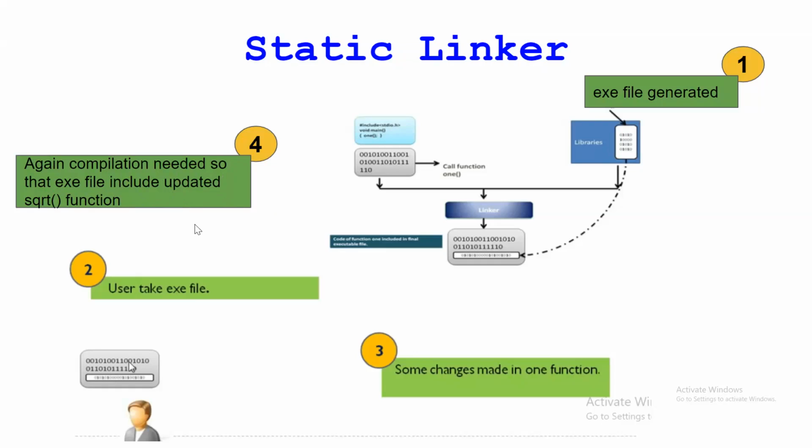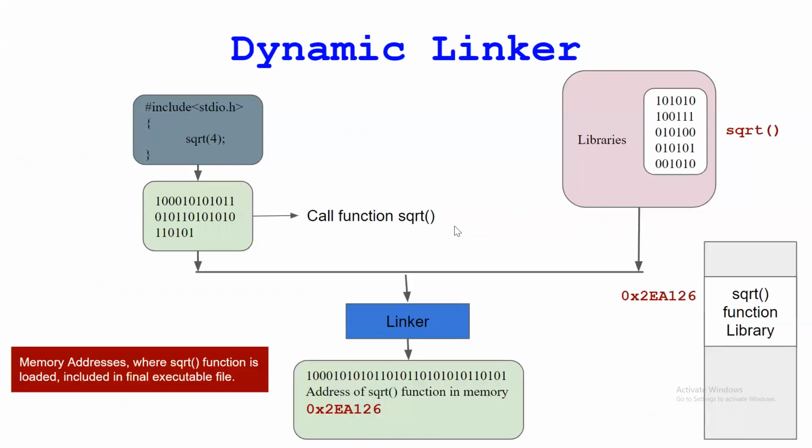So this is, we can say, a drawback, because every time after modification, we need to recompile it. Whatever the drawback of this one is, that is removed in dynamic linking. We can see here. With this example again, you will understand. The rest is the same. You only need to understand this executable file.